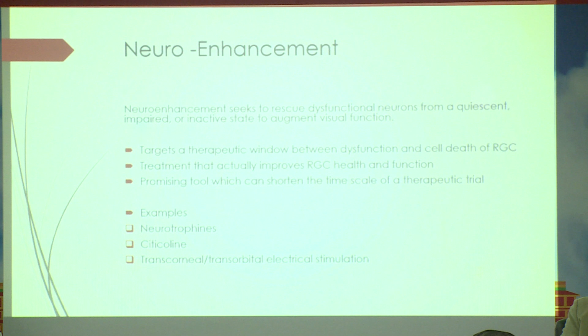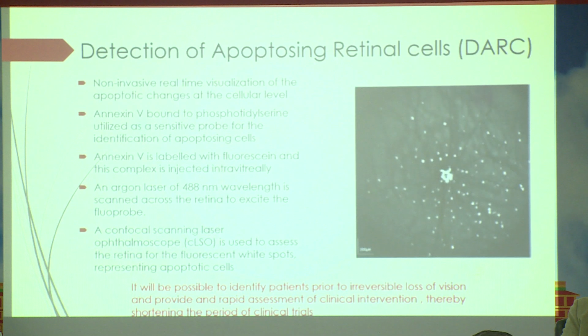I'll finish my talk by talking about neuroenhancement. Neuroenhancement seeks to rescue the cells which are not totally dead but are dysfunctional. So it targets the therapeutic window between dysfunction and cell death. This is a very, very promising tool. Citicoline, certain neurotrophins, as well as electrical stimulation may act at this level, for which it is important to recognize the apoptotic retinal cells.